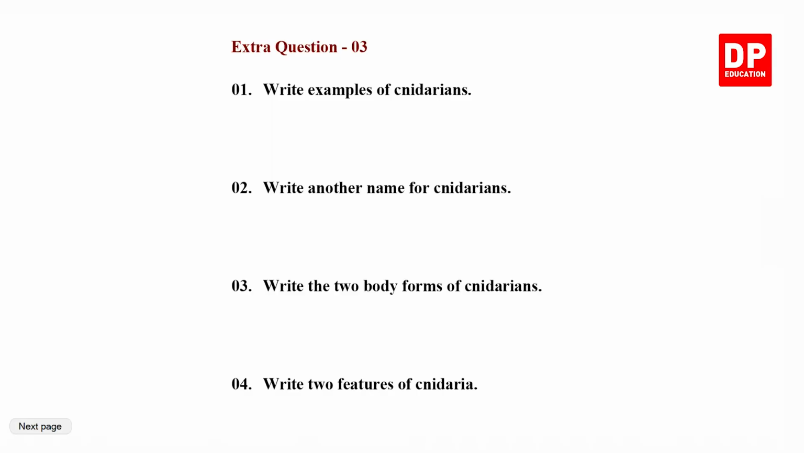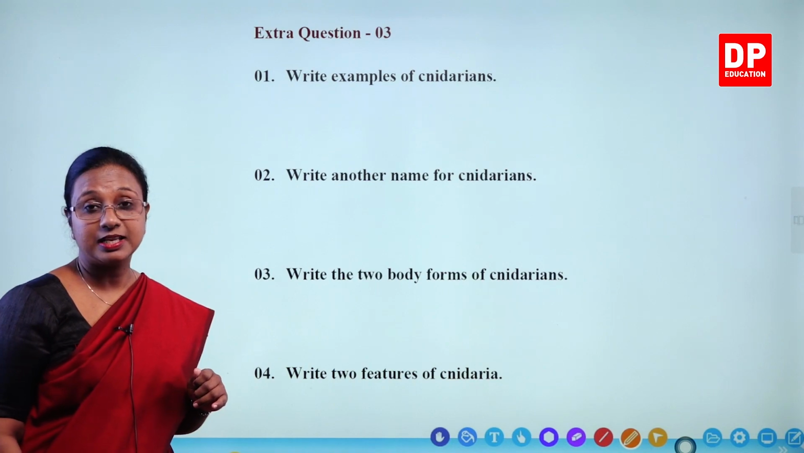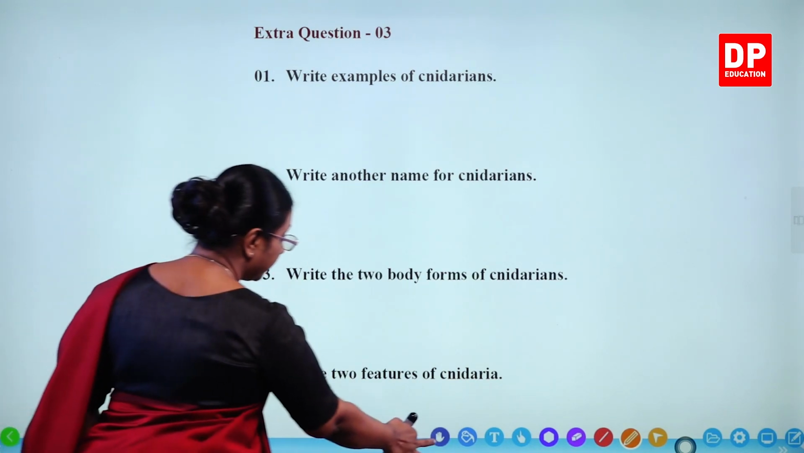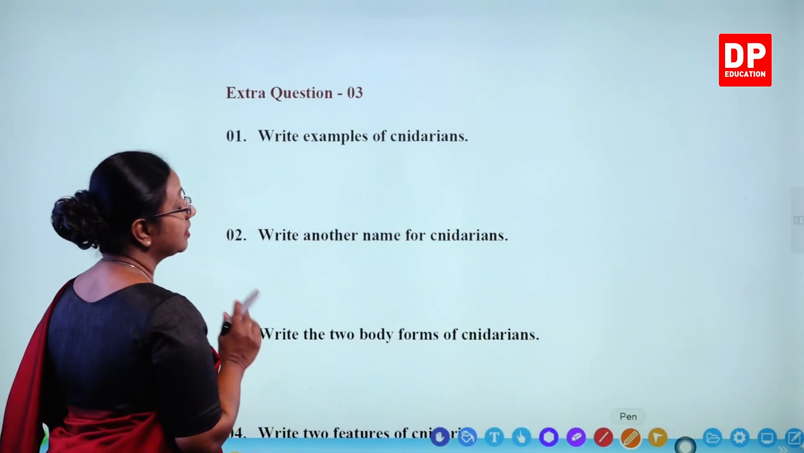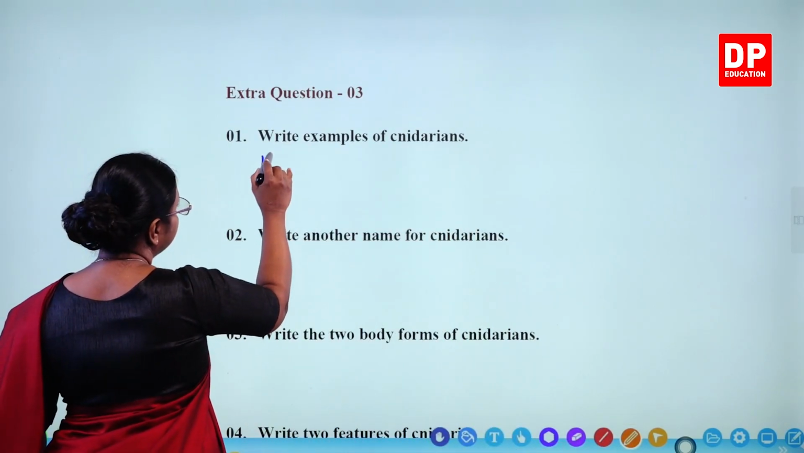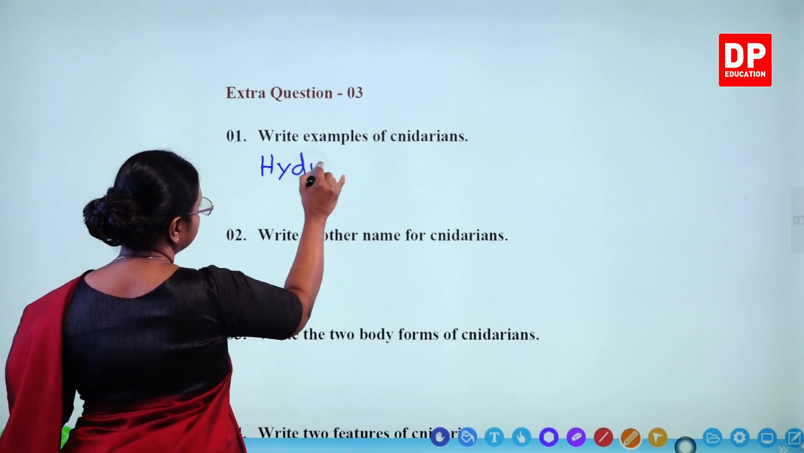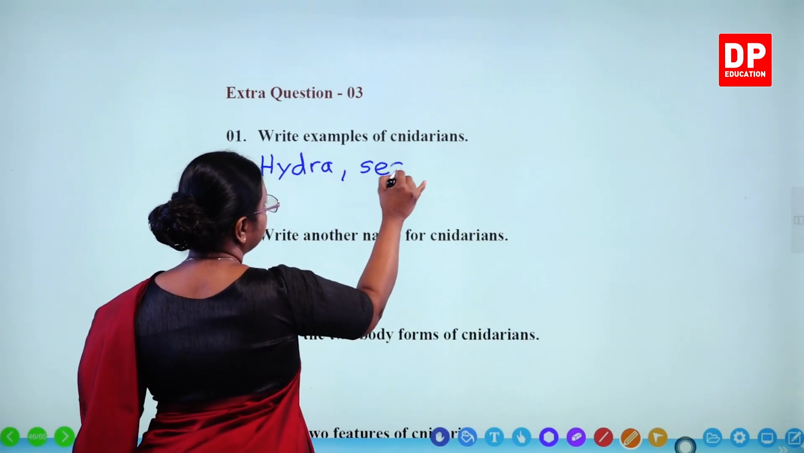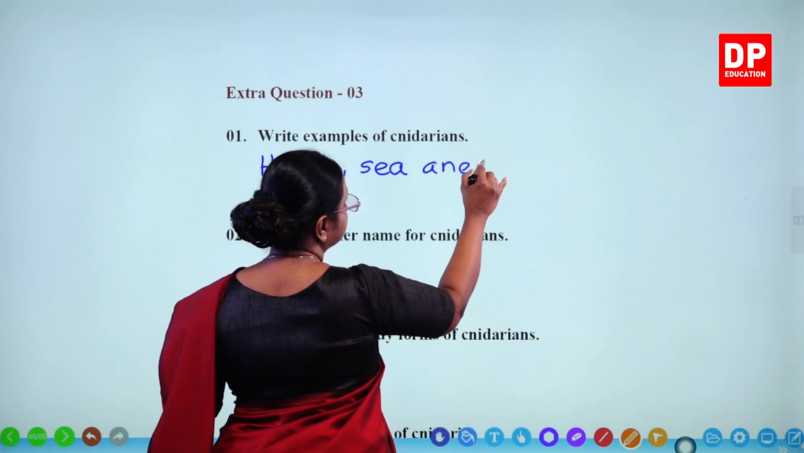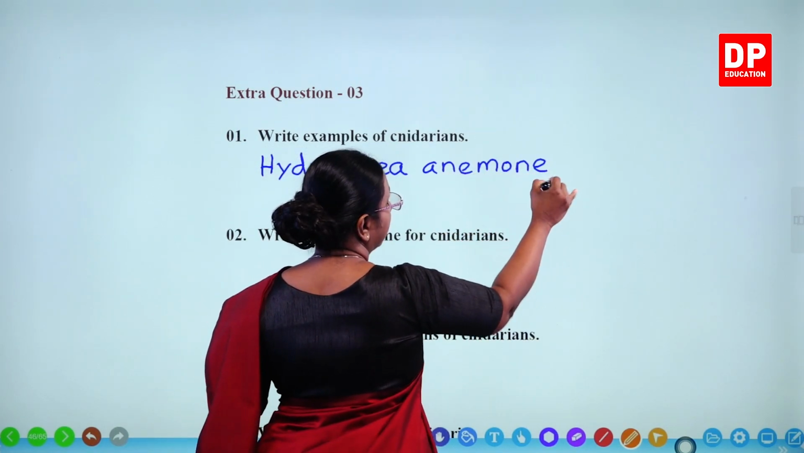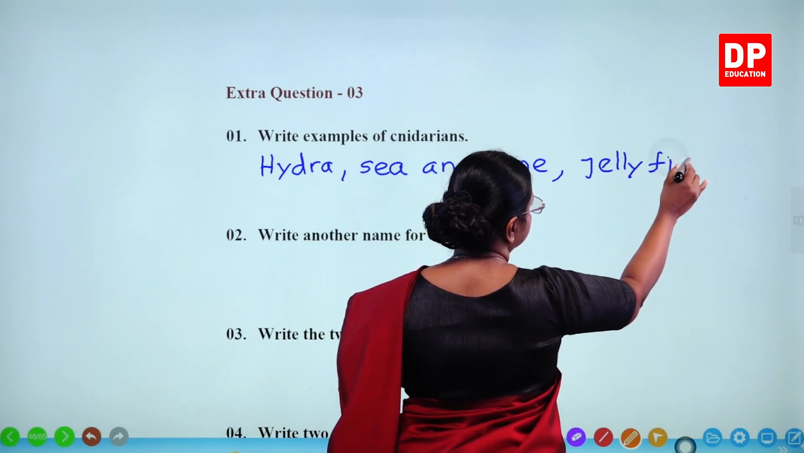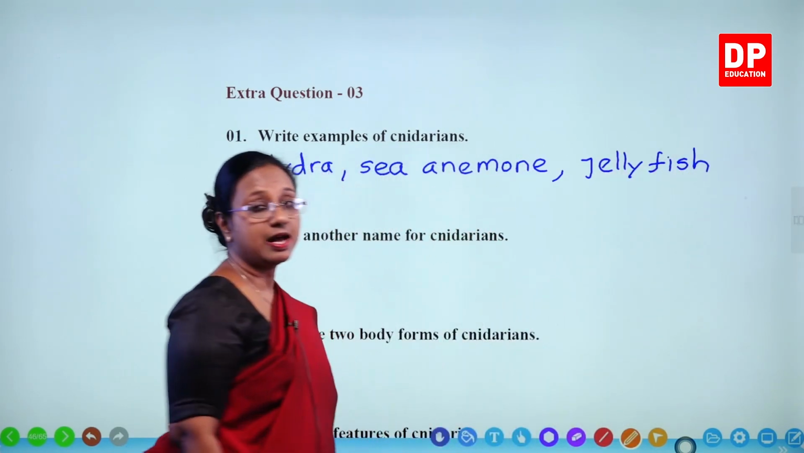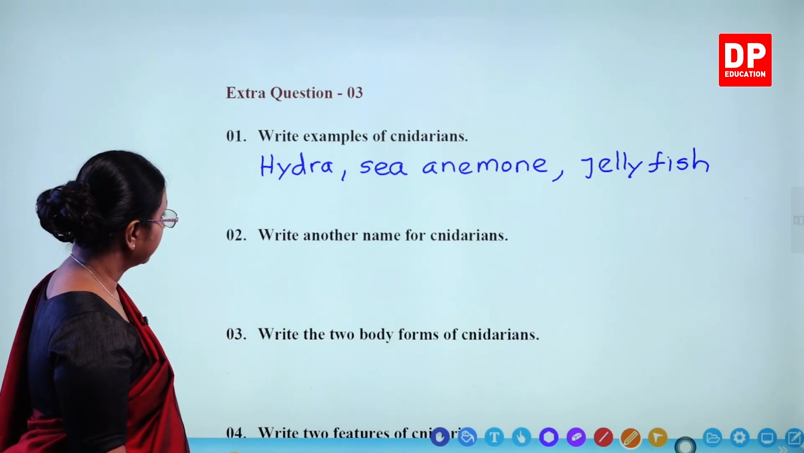Then the next one. Extra question 3. Write examples of cnidarians. What are the examples of cnidarians? We have studied 3 examples. What are they? Hydra, sea anemone, and jellyfish. Those are the examples of cnidarians.